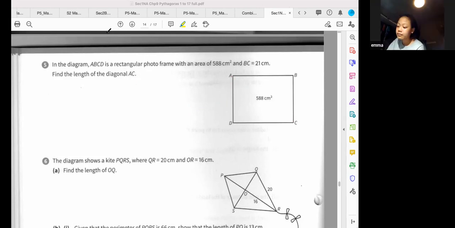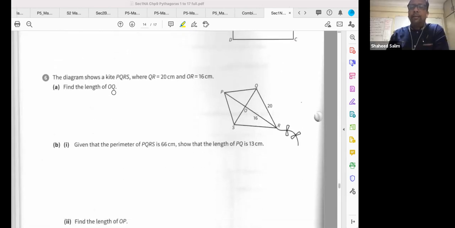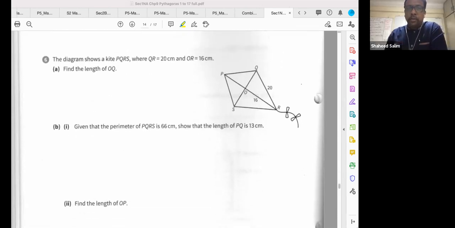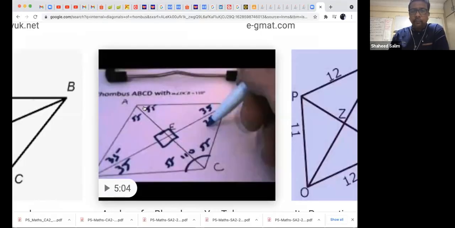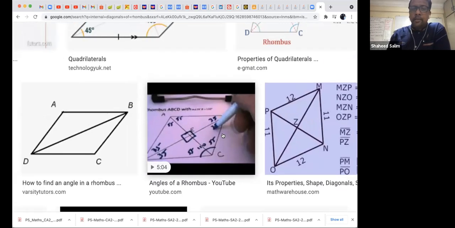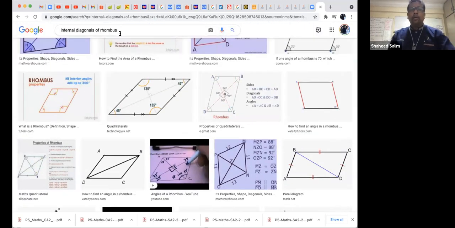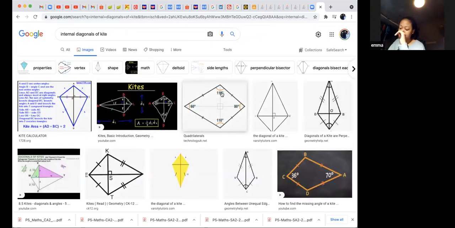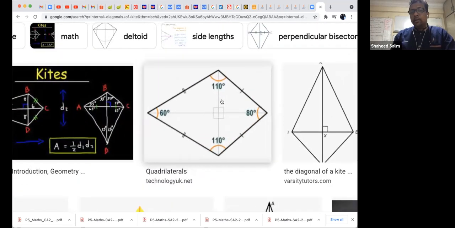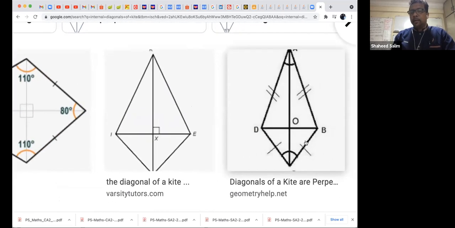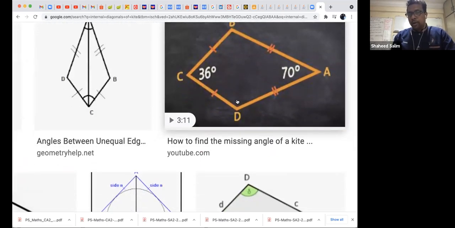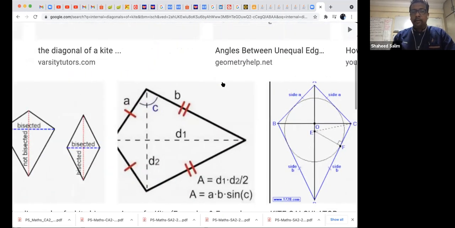Can we now do the kite? One thing about kite you need to know. So we go back to down here. The diagonals of a rhombus meet at 90 degrees. What about kite? So I'm going to key in here, kite. Notice kites, their diagonals also meet at 90 degrees. Okay, kites, the diagonals meet at 90 degrees. If you were to draw a line here, it will be 90 degrees.